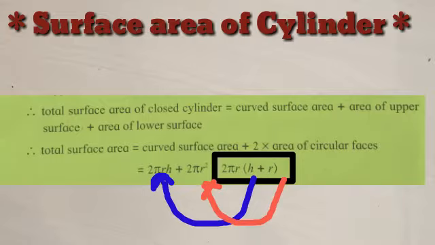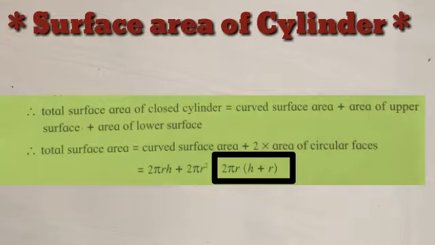So h plus r in bracket. So this is the formula. Let's revise it again. Total surface area of cylinder is equal to 2 pi r into bracket h plus r, bracket complete. Got it, students?